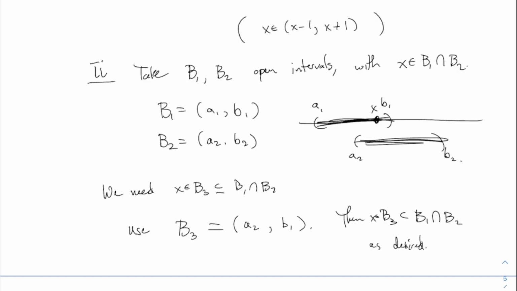That's it. All right. So the open intervals do form a basis for a topology. And that's about it for today.